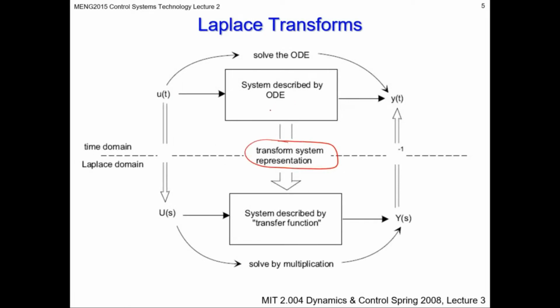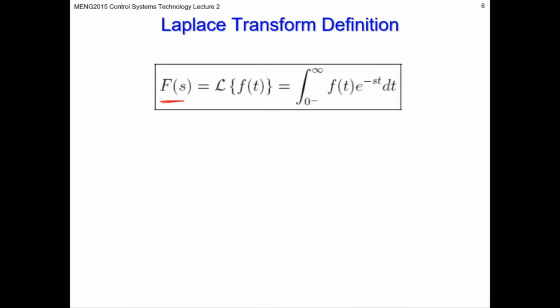We have to transform our system from, say, this is f of t, we have to get it in f of s. We're also transforming our input to u of s. Right, so to get f of s, what we do is we apply our Laplace transform to our function in t.